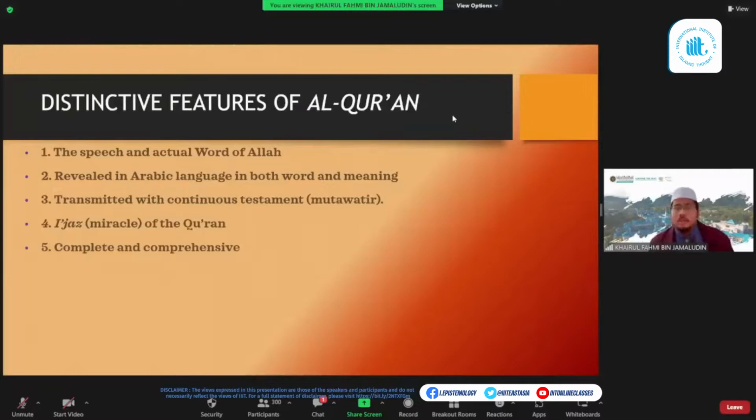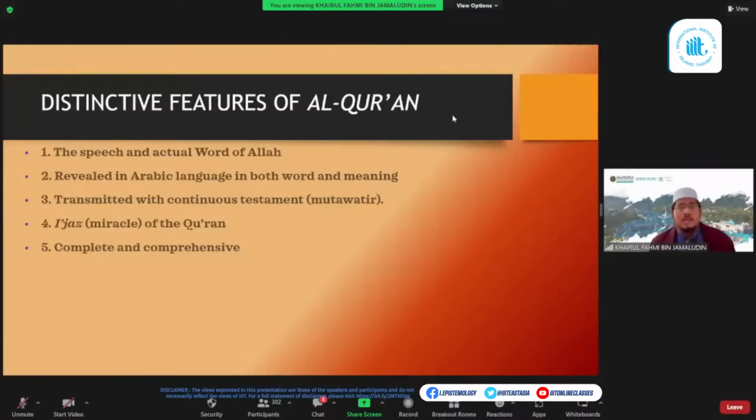And number 5, complete and comprehensive. Yes, the Quran is complete and comprehensive, and that is why it's called Islam. Our religion is essentially known as a way of life, and most of this way of life can be found in the Quran. Al-Karim. So this is more the distinctive feature of the Quran.